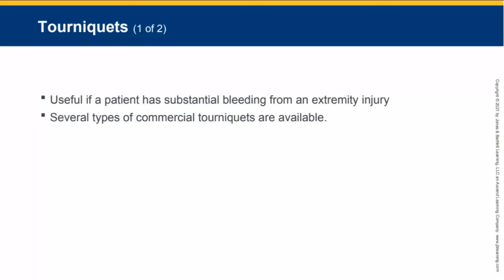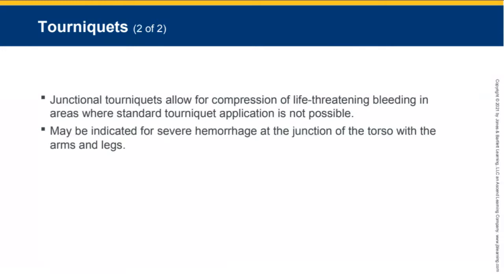Tourniquets. Useful if a patient has substantial bleeding from an extremity injury. Several types of commercial tourniquets are available. Junctional tourniquets allow for compression of life-threatening bleeding in areas where standard tourniquet application is not possible. May be indicated for severe hemorrhage at the junction of the torso with the arm and legs.